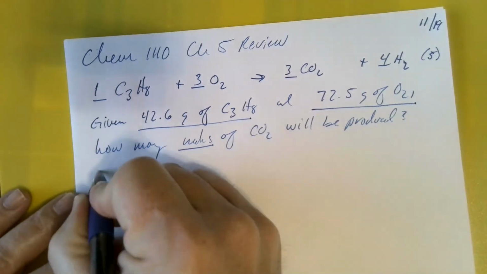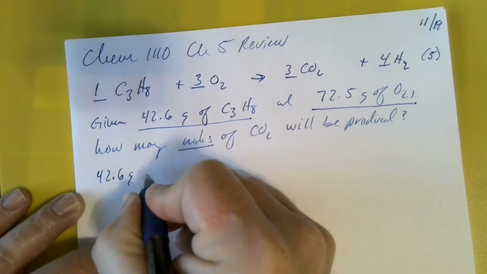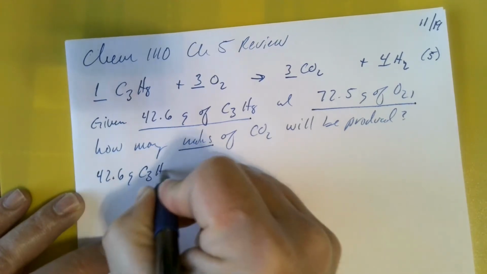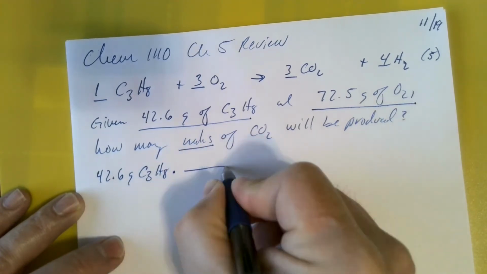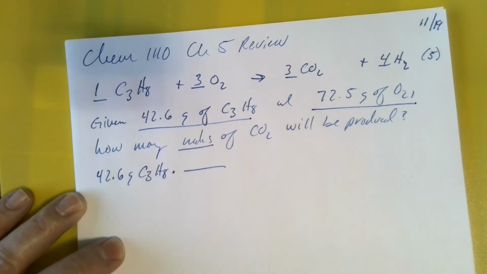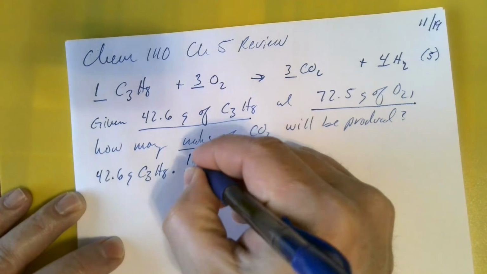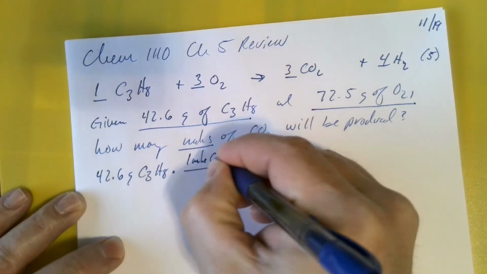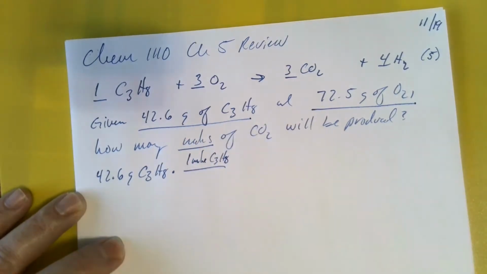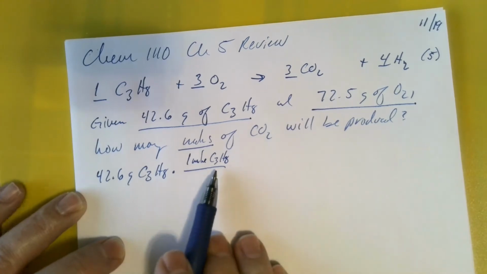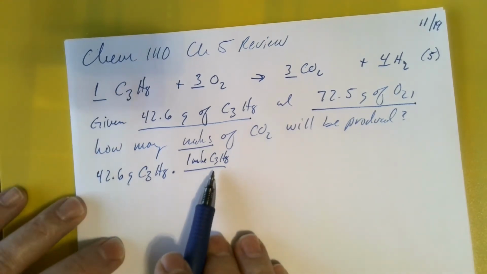So let's start. I'm going to start with my 42.6 grams of C3H8. Where am I going first? Where do we go first almost every time when given grams? Molar mass. Going to molar mass, right? So I'm going to go 1 mole of C3H8 for every what? What's my molar mass here? Where do I find my molar mass? Or how do I find my molar mass?